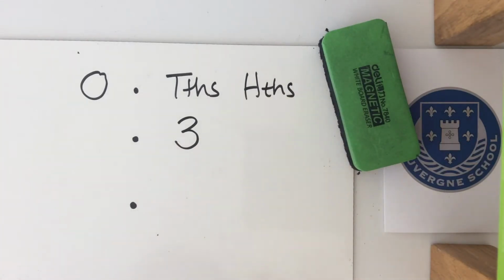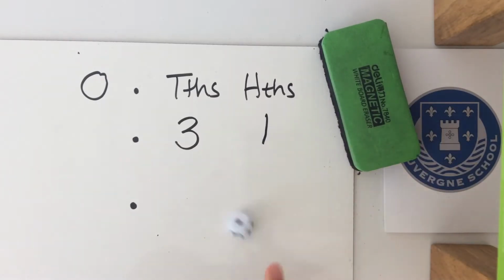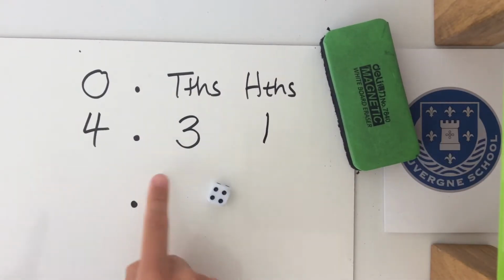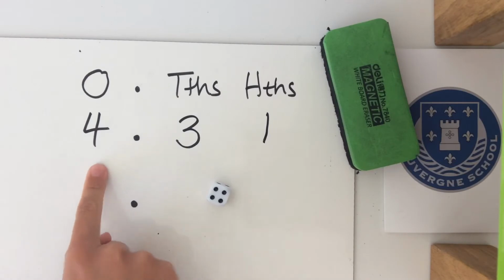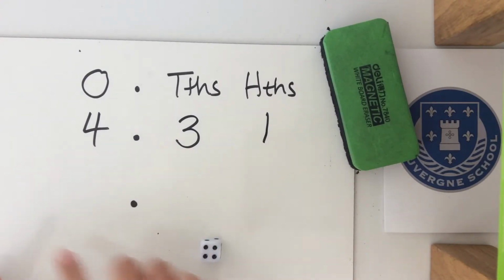So remember, the aim of the game is to get the largest number. 1, I'm going to put that in my hundredths. And 4, I'm going to put in my ones. So I've made 4.31. 4 ones, 3 tenths and 1 hundredth. Okay, now I'm going to try and make a bigger number. Whereas if you're playing with a partner, it's a competition of who can make the largest number.